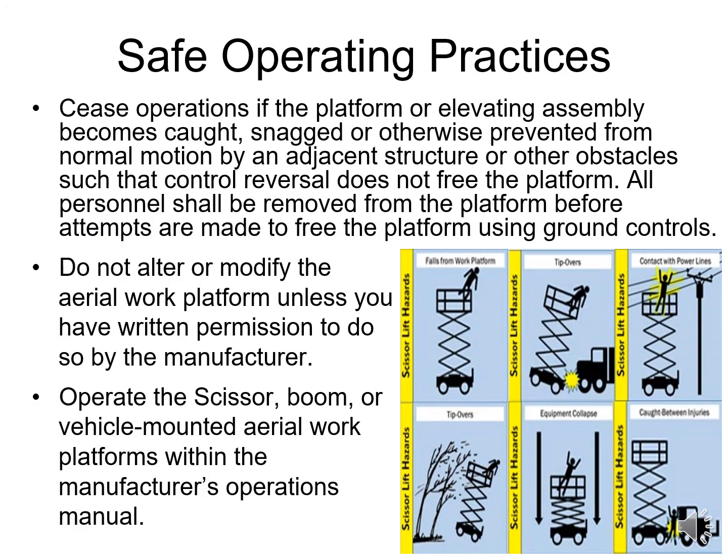Safe operating practices. Cease operations if the platform or elevating assembly becomes caught, snagged, or otherwise prevented from normal motion by an adjacent structure or other obstacles, such that control reversal does not free the platform. All personnel shall be removed from the platform before attempts are made to free the platform using ground controls.